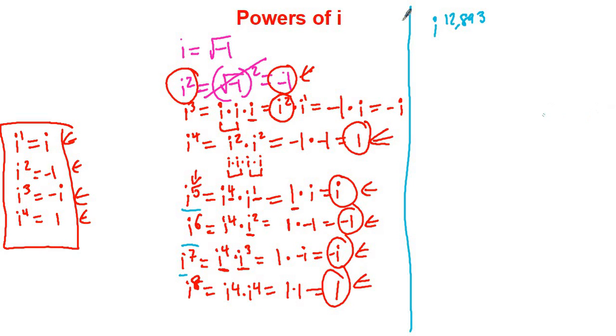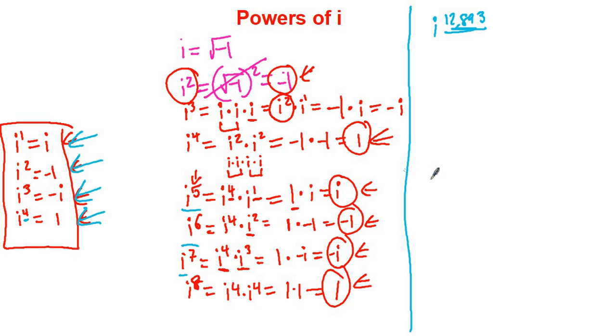So here's the easy thing to do. Take this number right here and divide it by 4. Whatever the remainder is, it's going to be either this one, this one, this one, and if it has no remainder at all, because 4 divided by 4 doesn't have a remainder, it's going to be like i to the fourth.